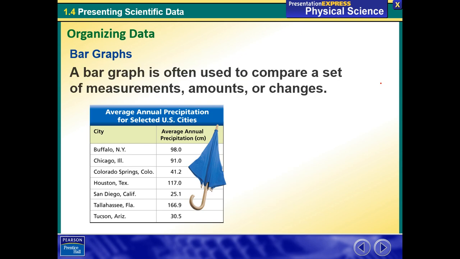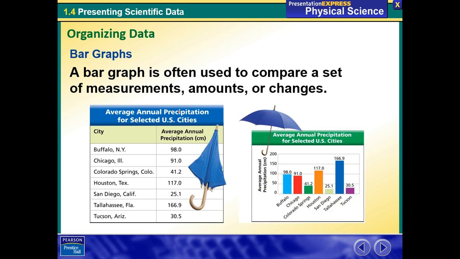Let's talk next about bar graphs. A bar graph is often used to compare measurements, amounts, or changes. So we're going to bring up this little table again, average annual precipitation, and we're going to put it into a bar graph. Again, just like a line graph, you have to have a title. You also have your independent variable down here on the x-axis, and your dependent variable with your unit, centimeters, on your y-axis. Notice here, this is called a bar graph because you're seeing bars, shaded in colored bars.